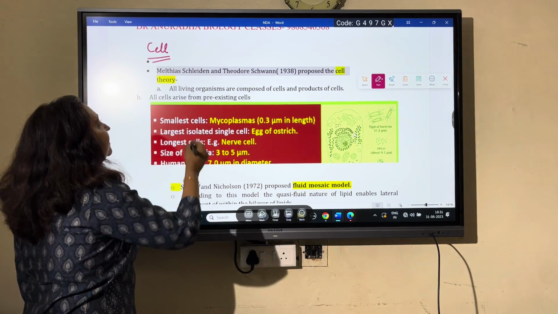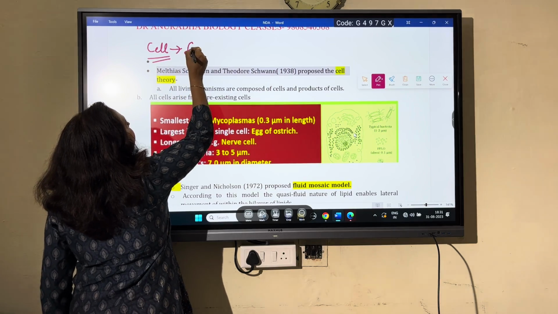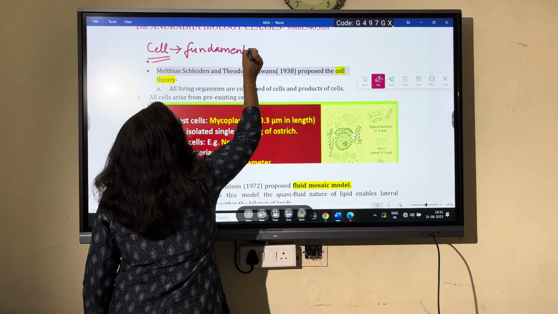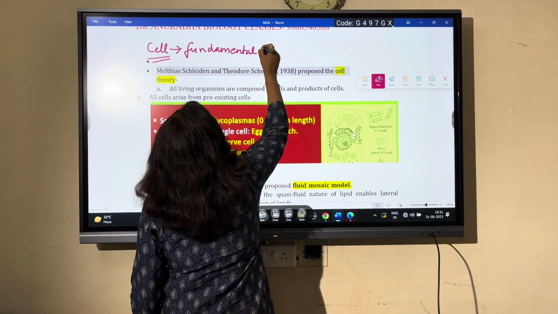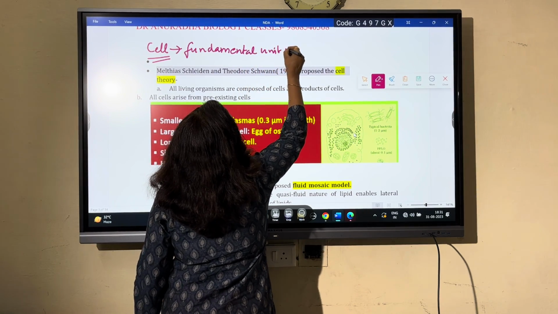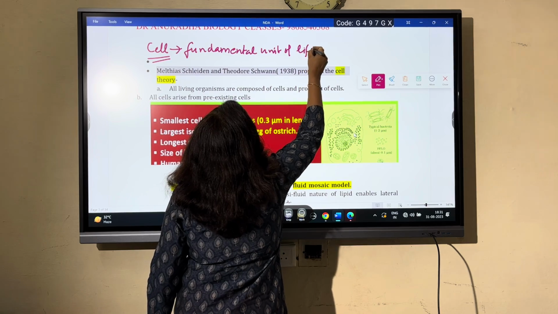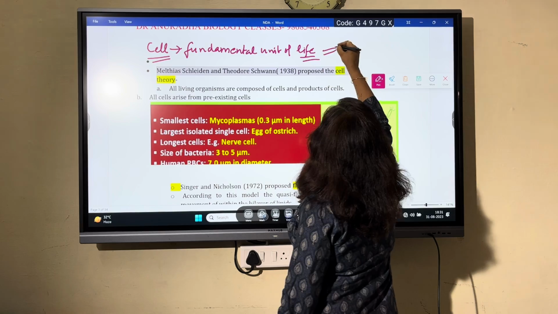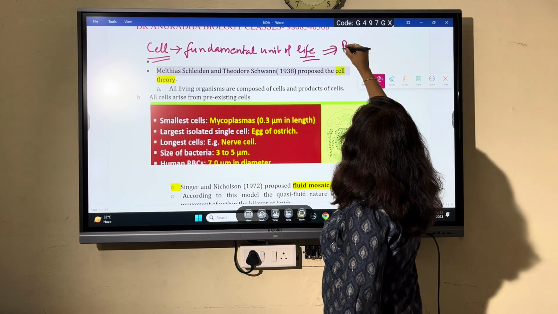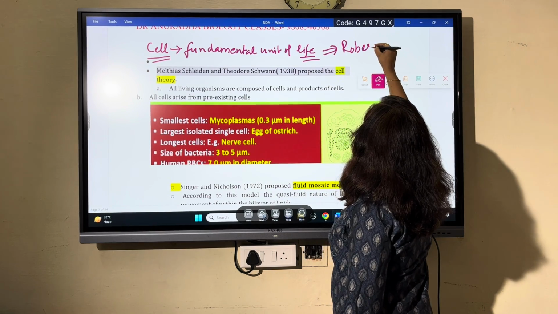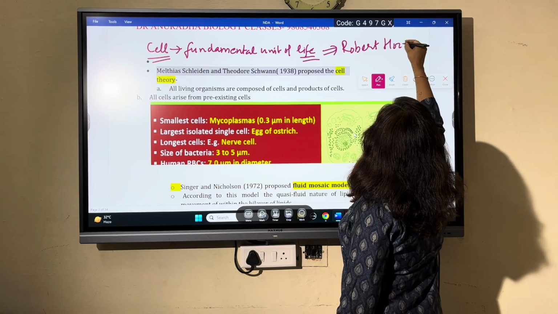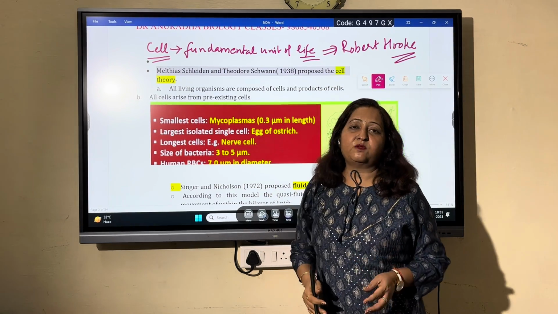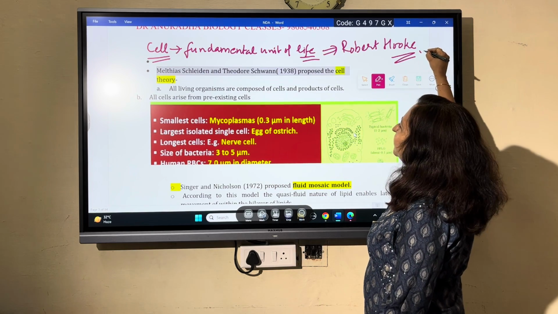What do you mean by cell? We know cell is the fundamental unit of life. And the first living cell was discovered by scientist Robert Hooke. This is also important. Okay, the first living cell was discovered by scientist Robert Hooke.